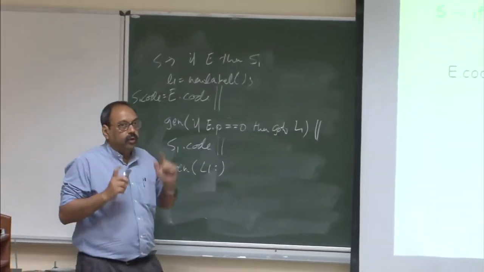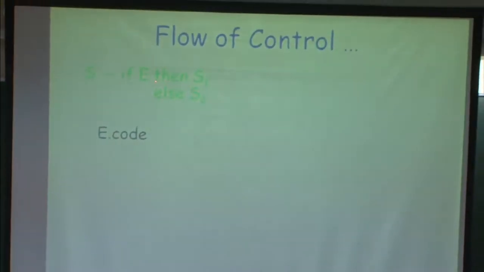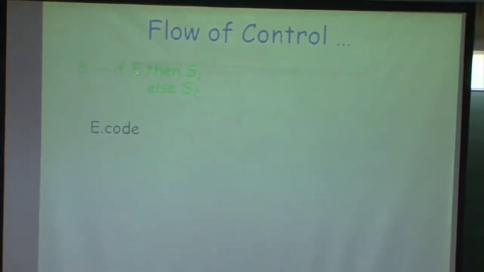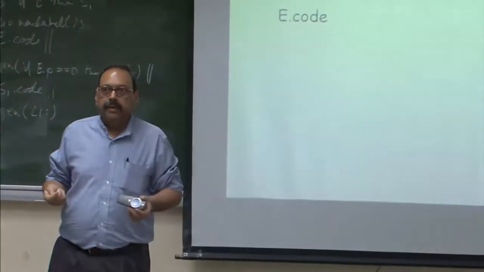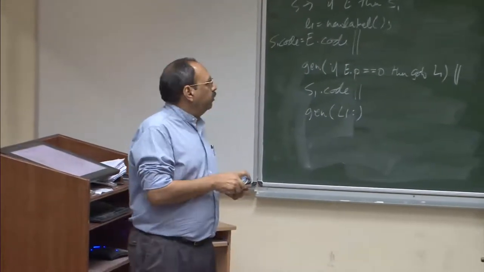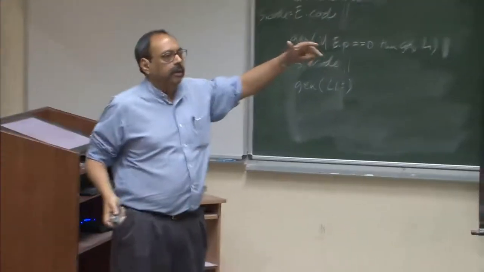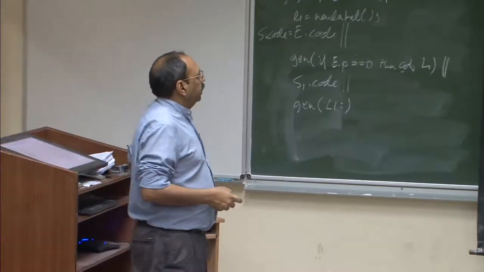So now you have to see two things. If this is true, then depending on that, I'll either jump on this or jump on this. Depending on whether you compare it with 0 or 1, one will be a fall-through statement, another will be a jump. So you need one more label for either the then or else part, depending upon whether you compare this with 0 or 1. And then I need one more label which will take me out of this statement. I need two labels there. That's the only difference that will happen.